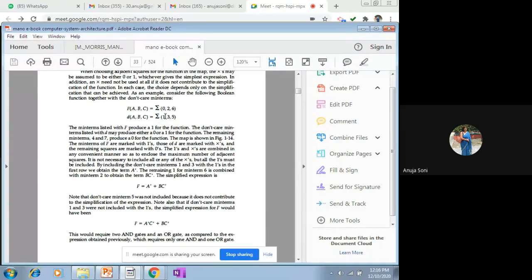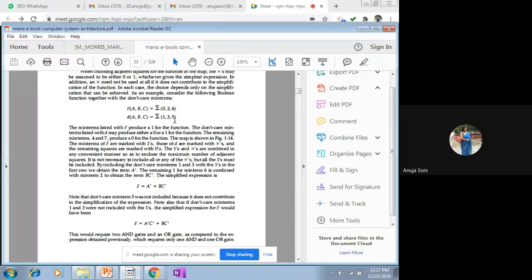So how to interpret this expression, how to read out this expression? You are given the function f, which consists of the input variables a, b, c, and it is to be read as summation of those min terms for which decimal values are 0 to 6, but which are going to produce the value of the function as 1. Means this cell will be producing the value 1, this cell also will be producing the value 1, this 6 also will be producing the value 1.